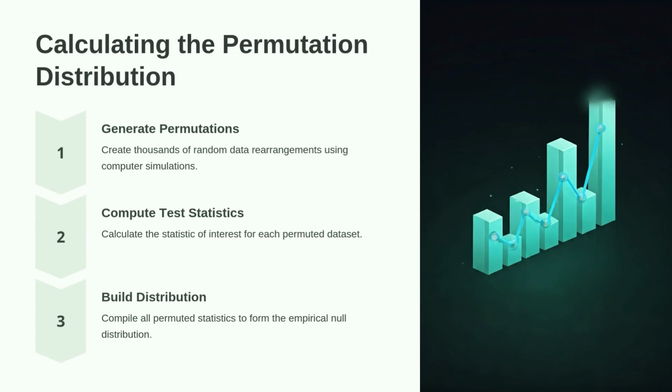The goal of permutation testing is to build an empirical distribution. This involves generating thousands of random data rearrangements through simulations, computing the test statistic for each rearrangement, and compiling these to form a distribution. From here, we can easily assess how extreme our original statistic is.